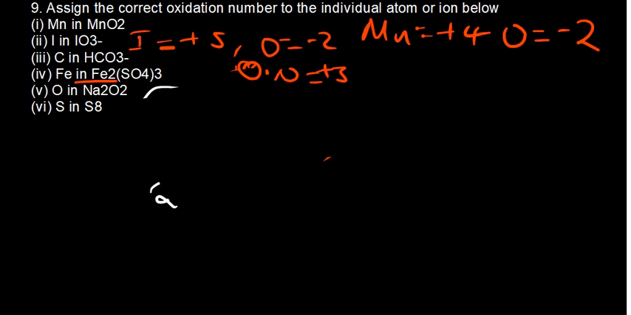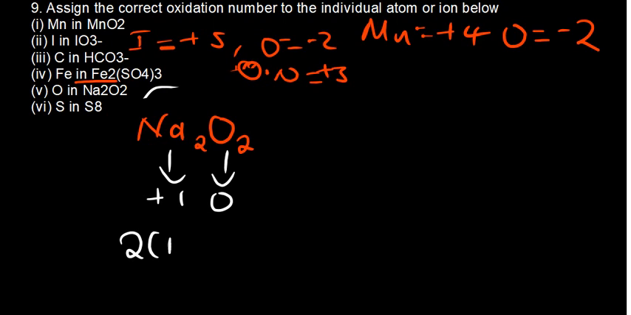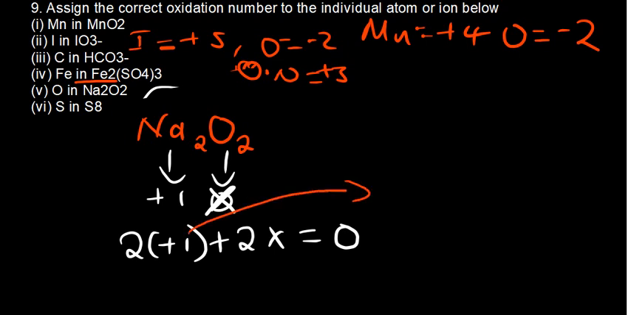Number 5. You have to determine the oxidation number for the oxygen. For sodium, we basically know it's a positive 1. Oxygen, we don't know. So we have 2 times positive 1. Oxygen, we don't know, so put x. 2x should be equal to 0. So doing our calculations here, this goes to the other side. We're going to have 2x being equal to a negative 2. Our x is equal to negative 1. So for oxygen, the oxidation number is a negative 1.